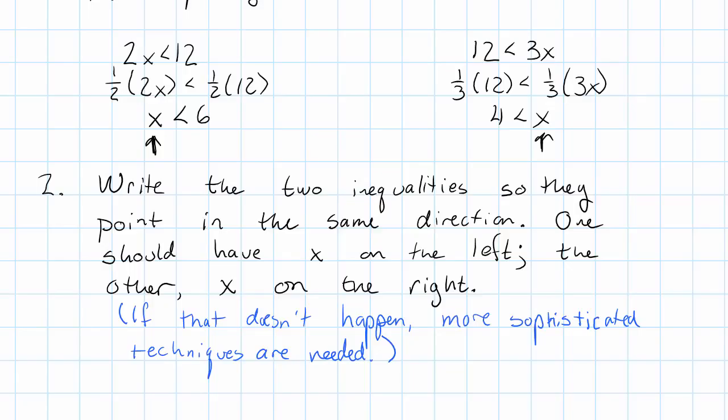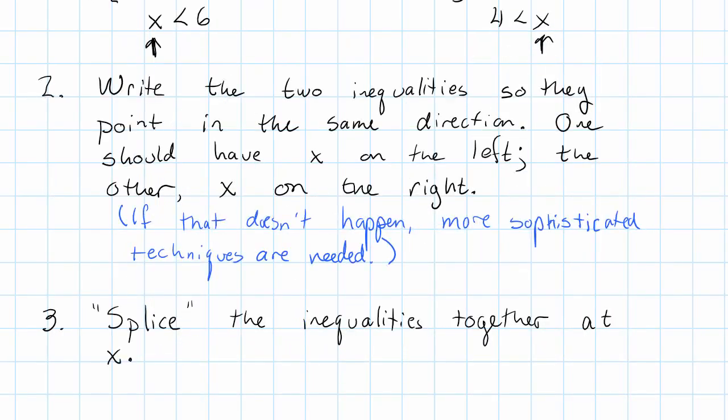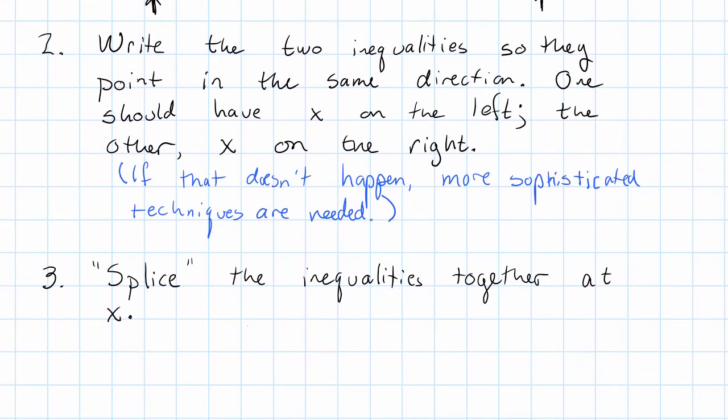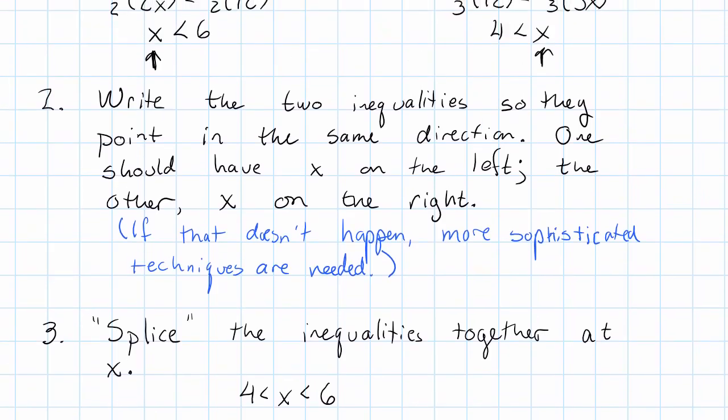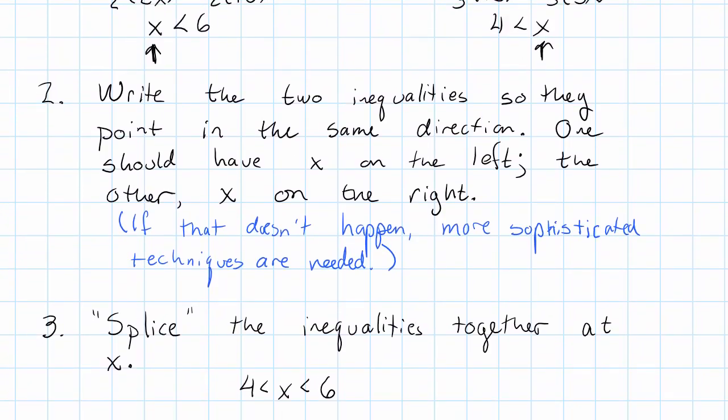Once we've done that, we want to splice the two inequalities together at the x. So we have 4 is less than x, and we have x is less than 6. Right. So 4 is less than x, and x is less than 6. Both of the inequalities that we found are combined in this inequality.